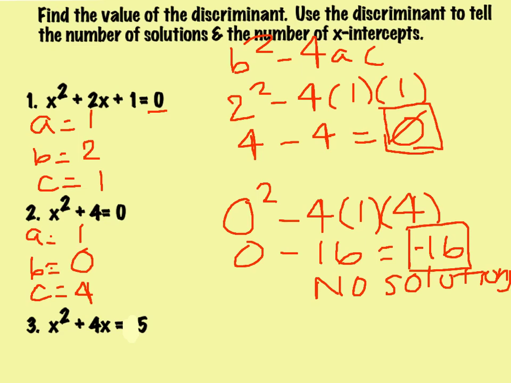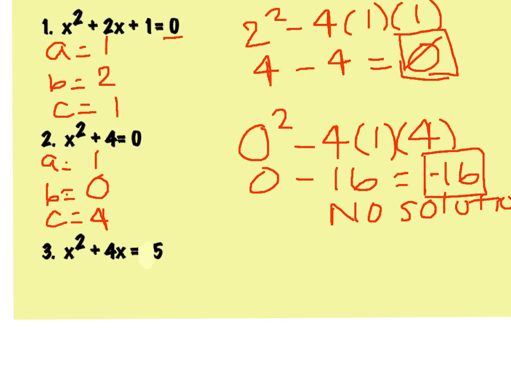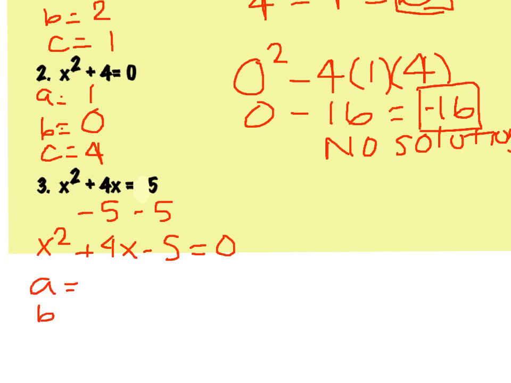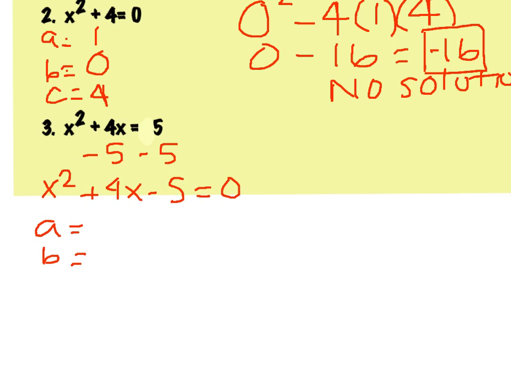All right, let's look at our third equation. Again, I have to identify a, b, and c. If I look at this equation, it's not in standard form. So I have to subtract 5 on both sides of my equation, and I'll get x squared plus 4x minus 5 equals 0. Now that it's in standard form, I'm going to identify a, b, and c. a is 1, b is 4, c is negative 5.